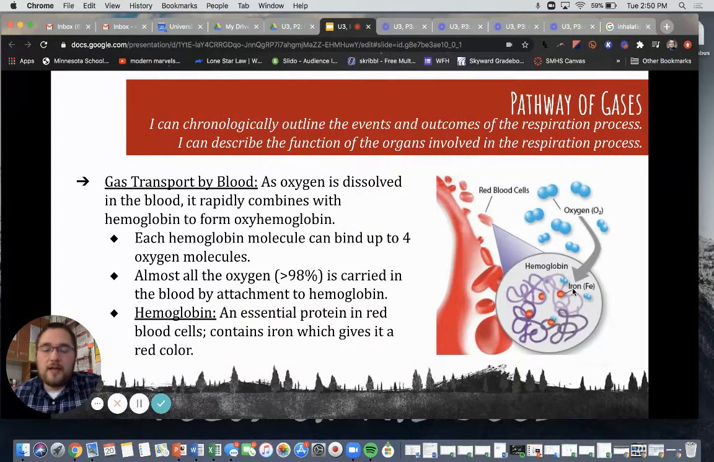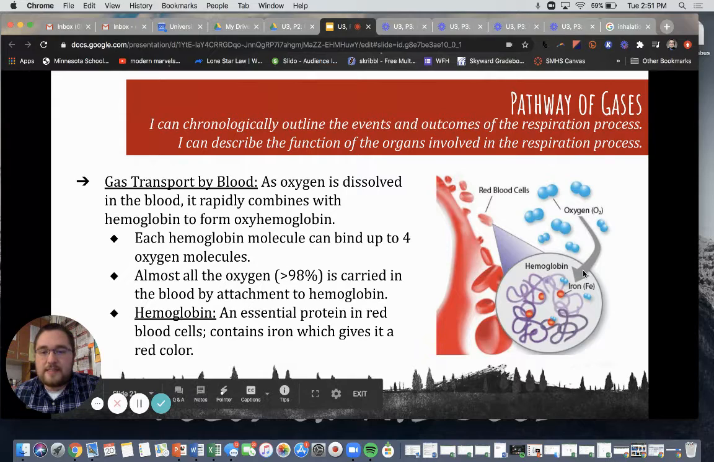Gas transport by blood. As oxygen is dissolved in the blood, it rapidly combines with hemoglobin to form oxyhemoglobin. Oxy is obviously oxygen, and hemoglobin is hemoglobin. Each hemoglobin molecule can bind up to 4 oxygen molecules. So we can see that in our little diagram over on the right-hand side. So 1, 2, looks like there's 3 oxygen molecules over here.